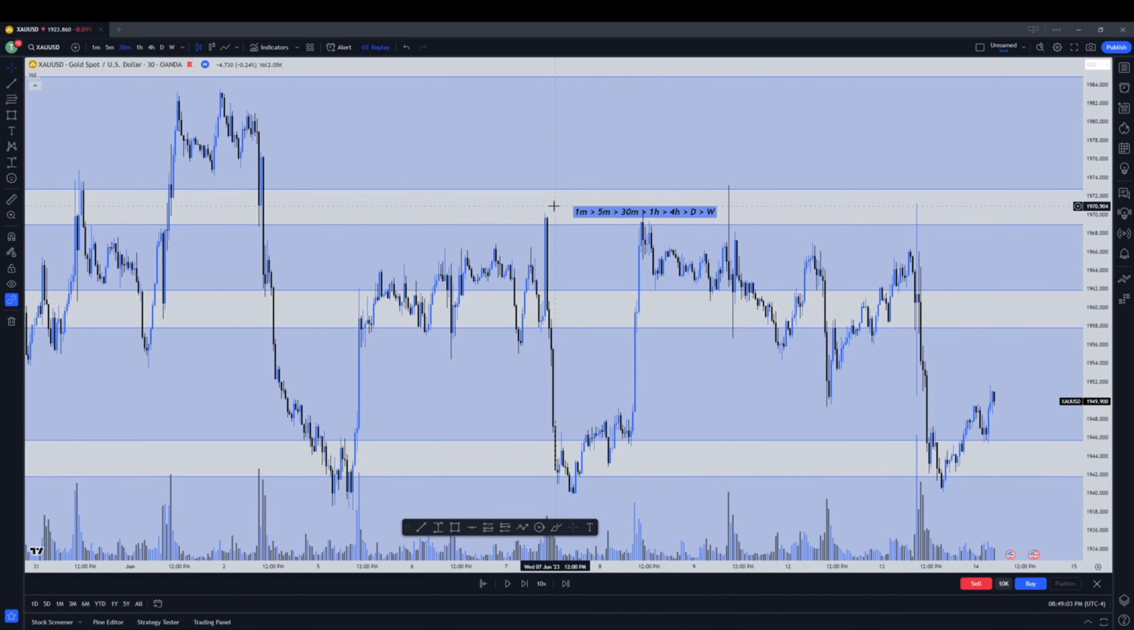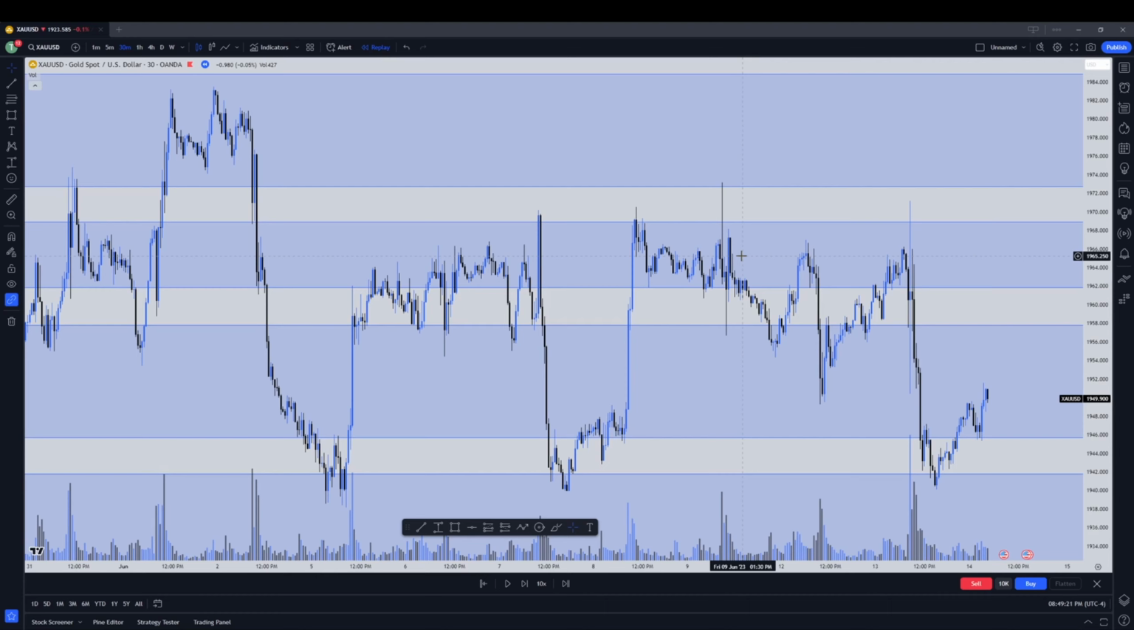The 1 minute time frame is the earliest to the move. As the 1 minute time frame develops, that then develops the 5 minute time frame. Once the 5 minute time frame develops, then that develops the 30 minute time frame, and then the 1 hour, and then 4 hour, daily, and weekly. So that's how you want to think of these higher time frames and lower time frames. They are like a sequence to a story, okay?